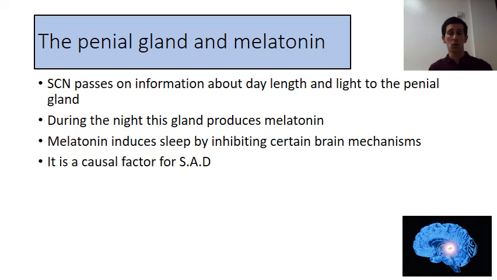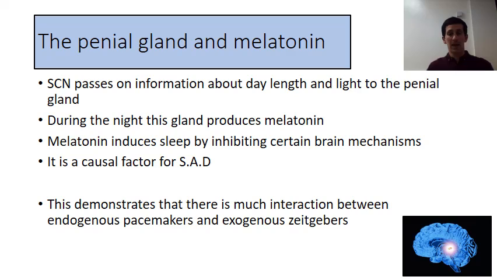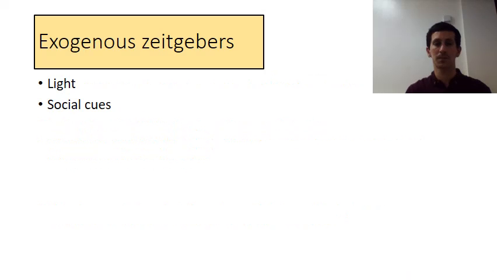And this is one of the big causal factors of SAD, melatonin. If you remember, in the last video, we said that melatonin being released too much in the morning is linked to seasonal affective disorder. And it demonstrates that there is a lot of interaction between these endogenous pacemakers, so melatonin being produced, and the exogenous zeitgebers. So we only produce melatonin as a result of exogenous zeitgebers such as light being detected. Okay, so it's this clear interaction between our internal mechanisms and these external mechanisms such as light.